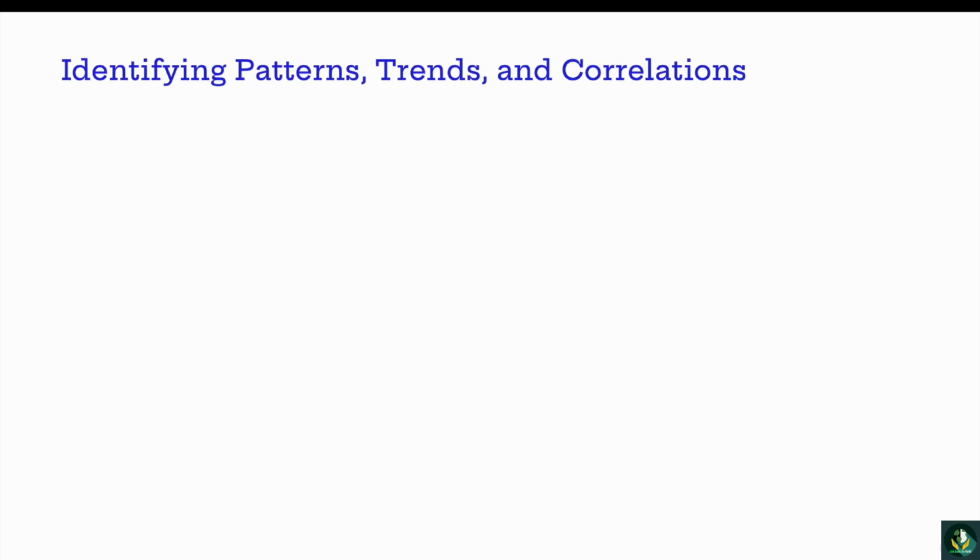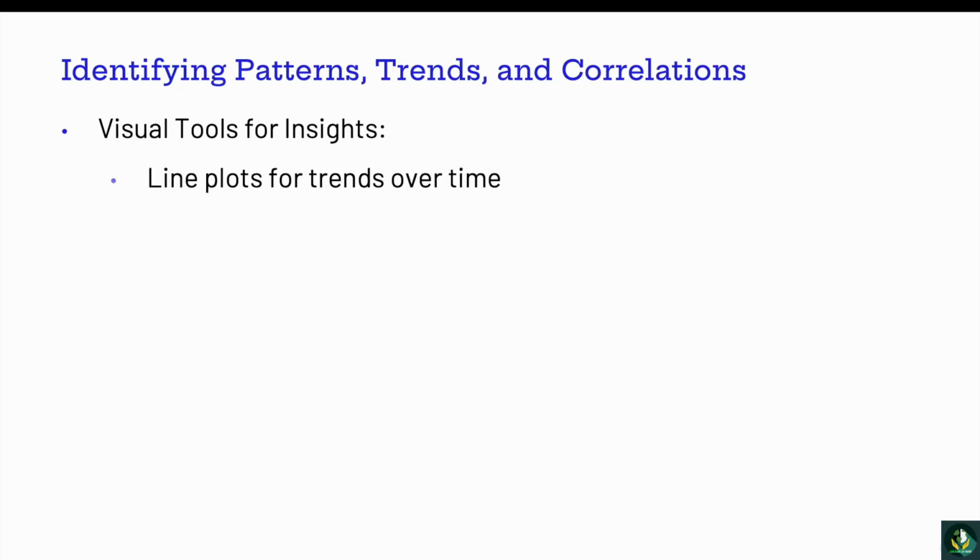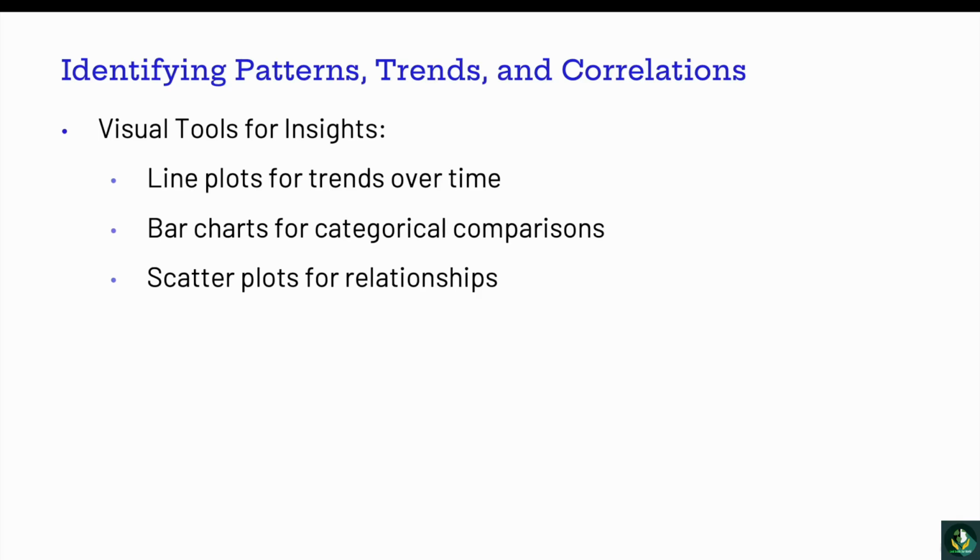Next, let's look at identifying patterns, trends, and correlations. Some of the visual tools that we use for these insights include line plots for trending data over time. We do bar charts for categorized comparisons. We use scatter plots to find relationships, and we use heat maps for correlation analysis. And we already learned how to build all these: line plots, bar charts, scatter plots, heat maps. Using Matplotlib and Seaborn, we can build any of these.